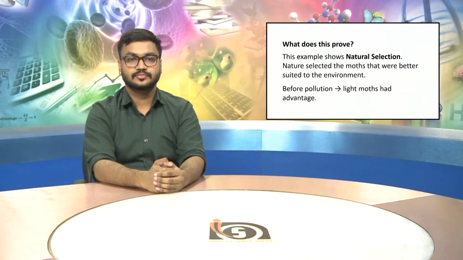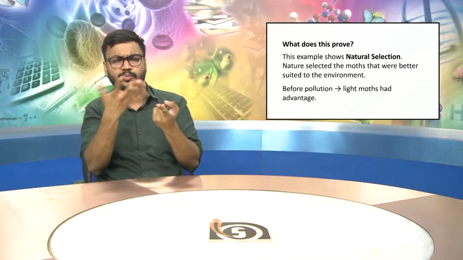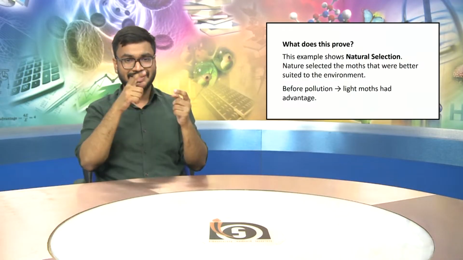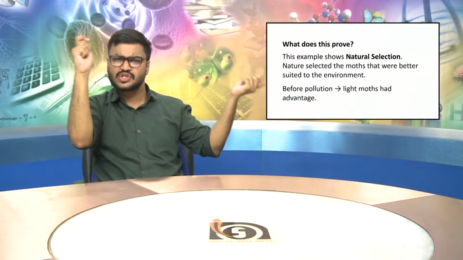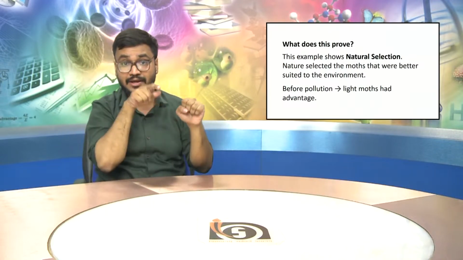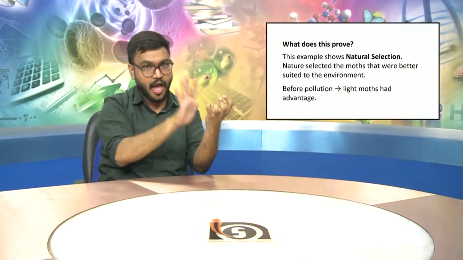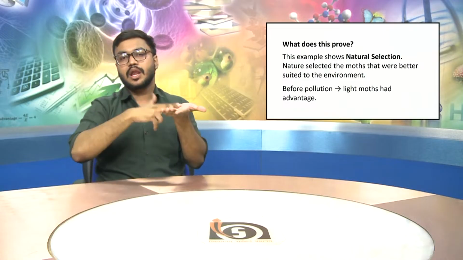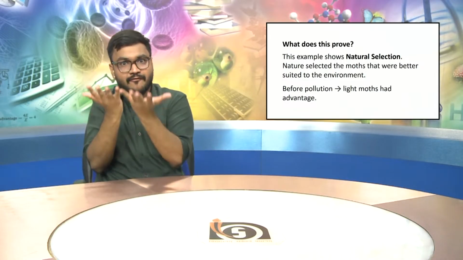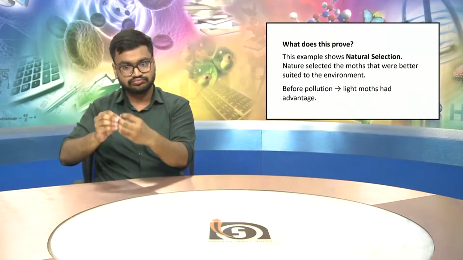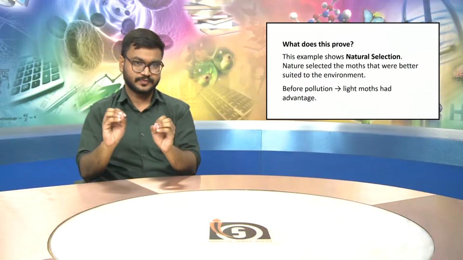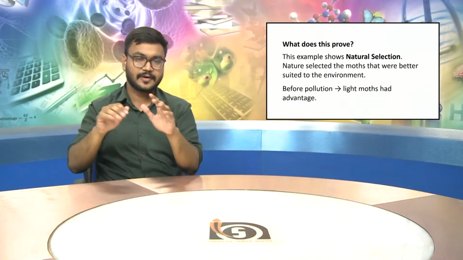Welcome back to our classes. We had learned about the light and dark colored moths. And what does this prove? This example shows natural selection. Nature selected the moths that were better suited to the environment. It shows that before pollution, light moths had the advantage, and after pollution, dark colored moths had the advantage.